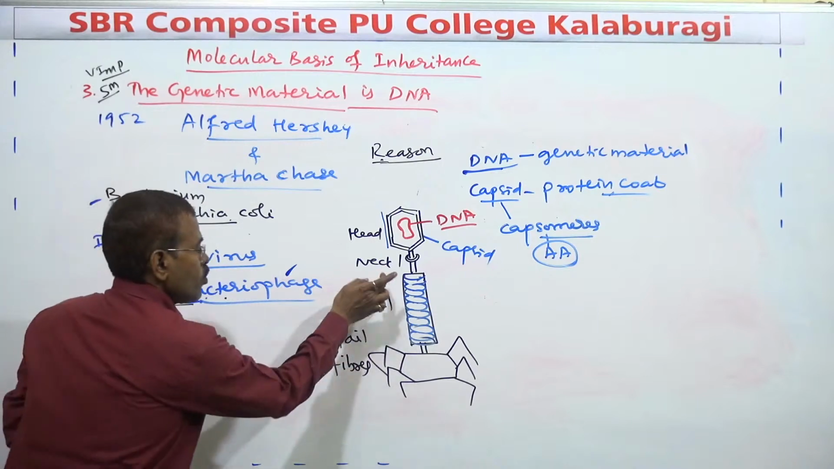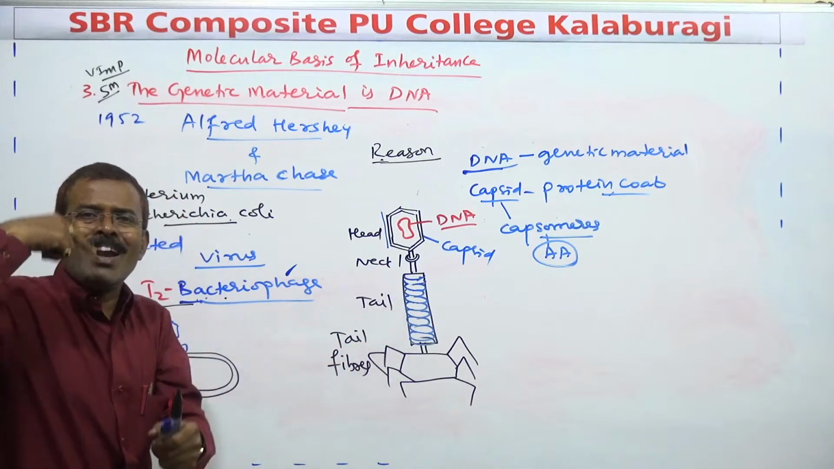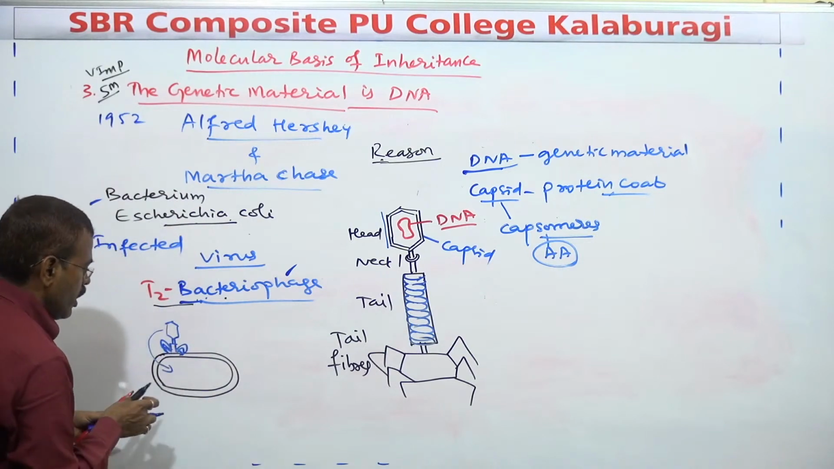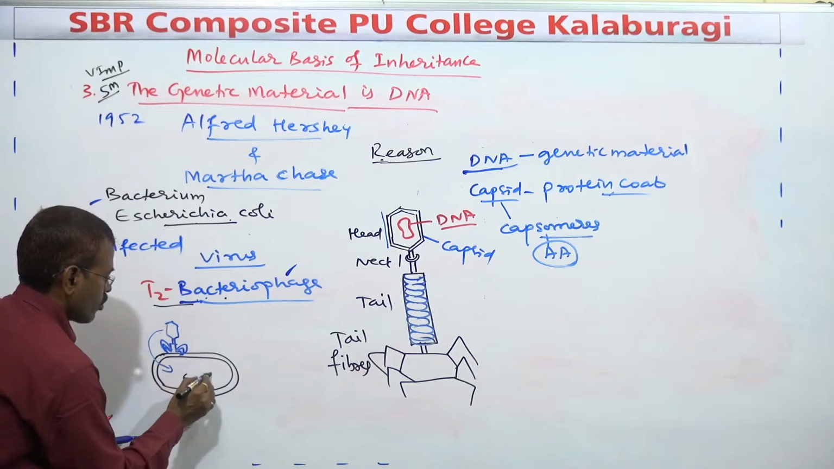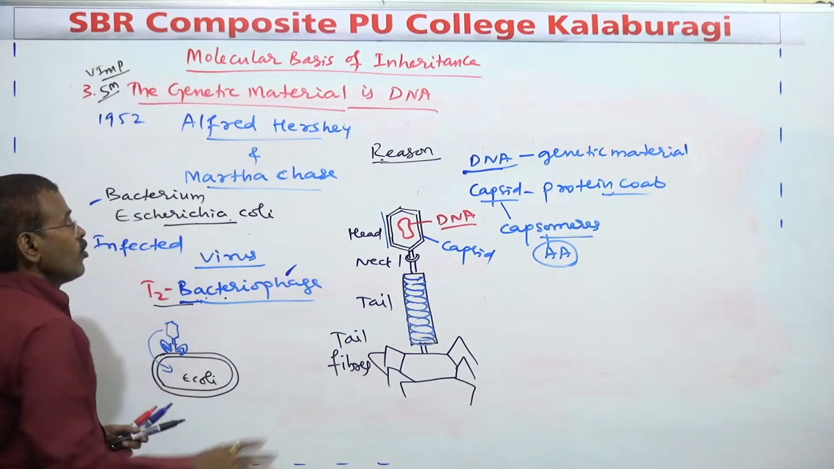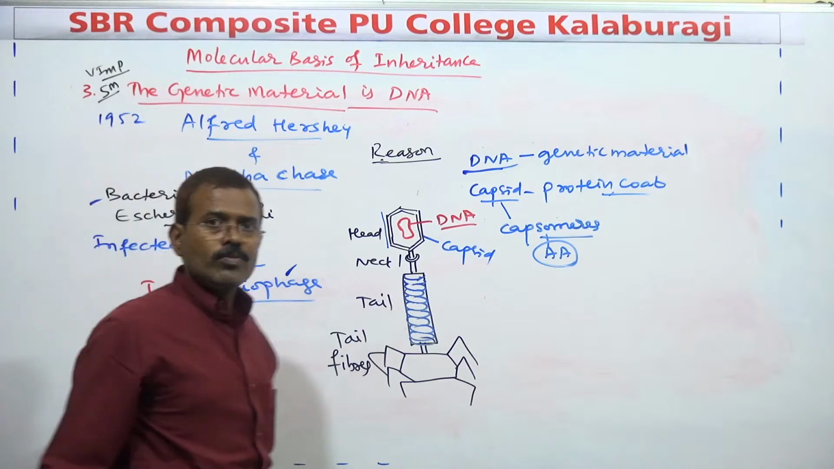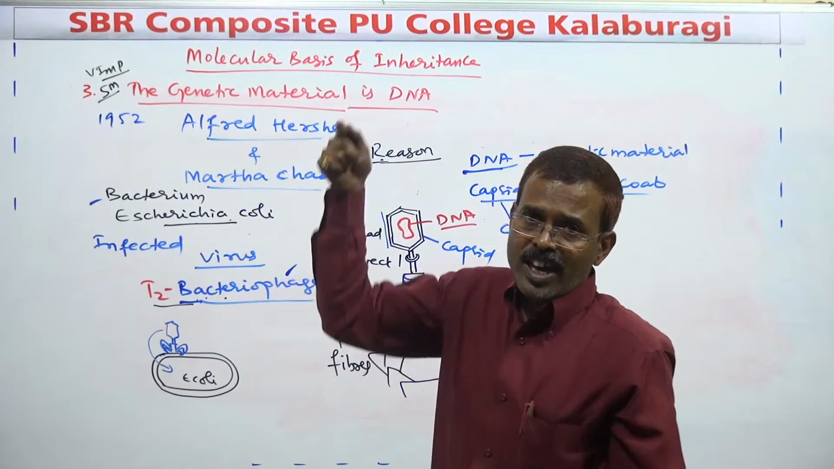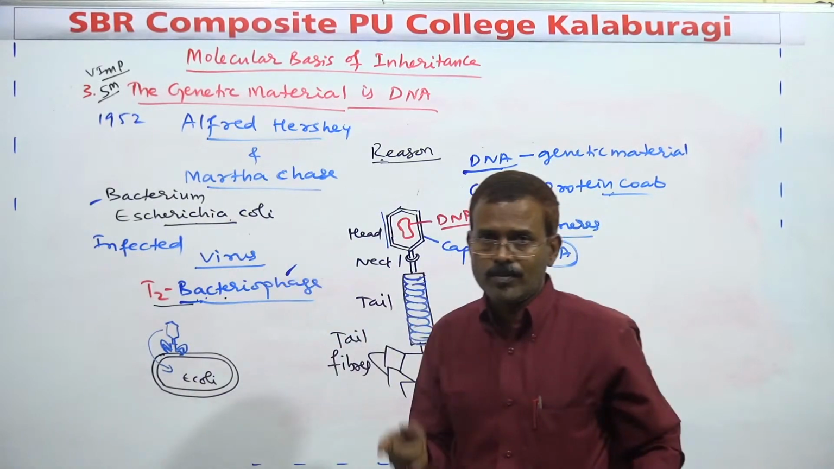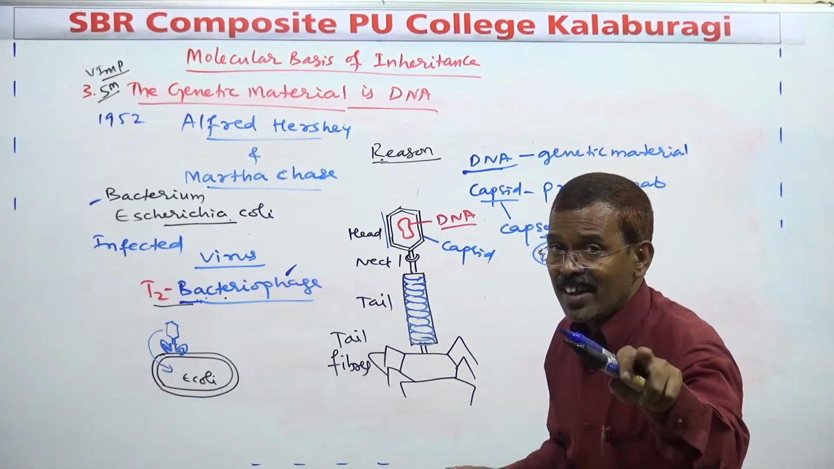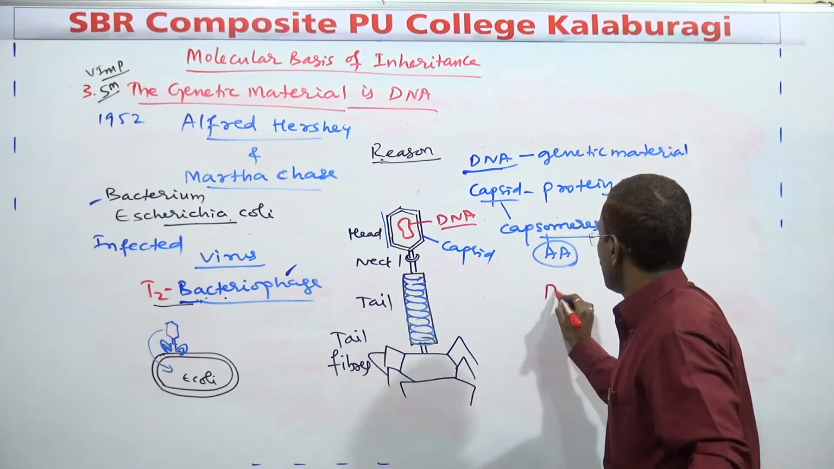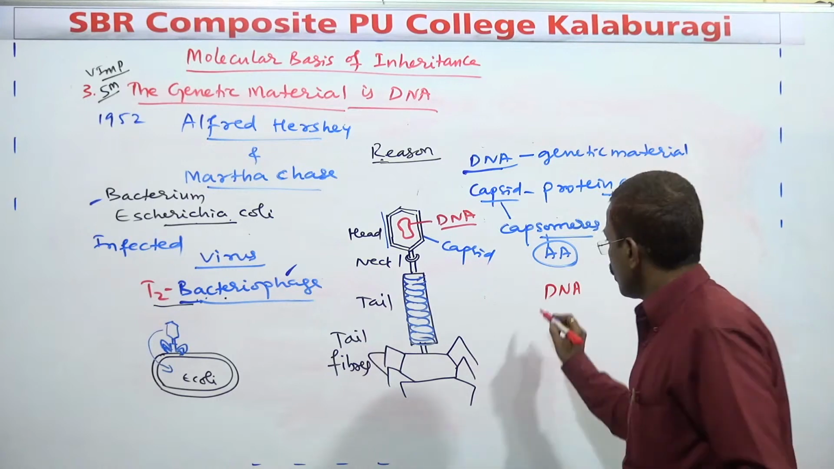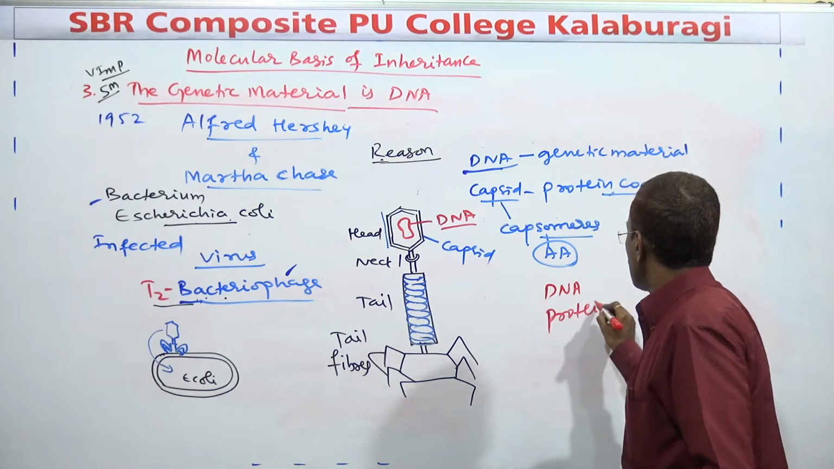So this bacteriophage, in order to multiply itself, has to enter into this E. coli cell. So Hershey and Chase wanted to know which material is entering into the bacterial cell. Whether DNA is entering into the bacterial cell or protein is entering into the bacterial cell.